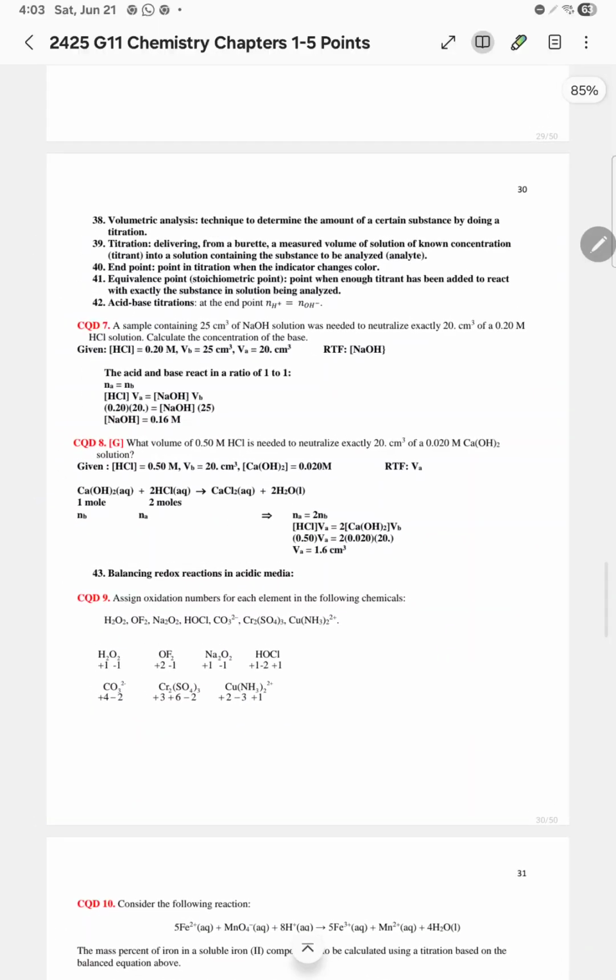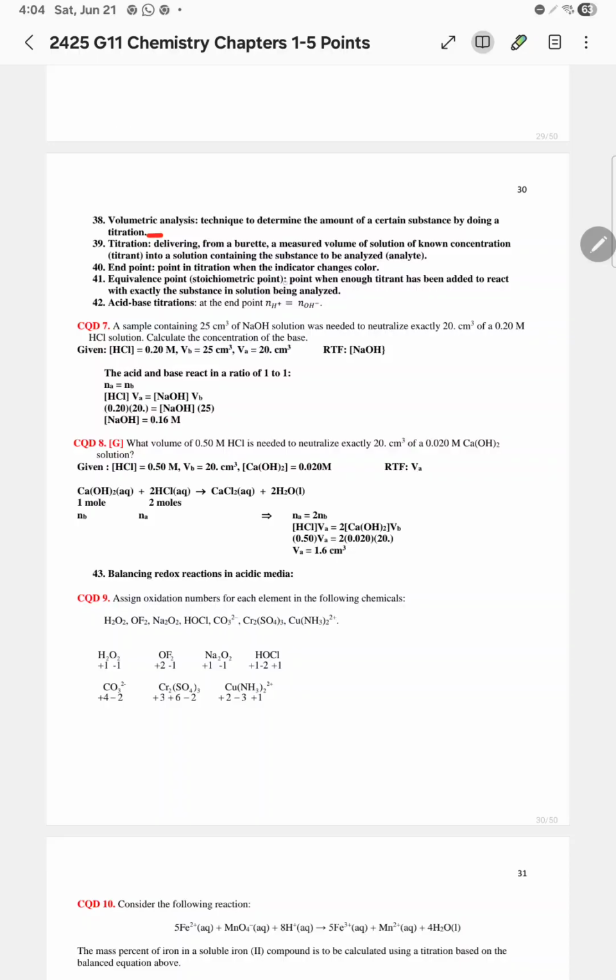So we have volumetric analysis, which is the technique to determine how much of a substance there is by using titration. Titration is delivering from a burette a measured volume of solution of known concentration, which is the titrant, into a solution containing a substance to be analyzed, the analyte. It's practically when you want to see the concentration of something else. We usually use it in acid-base.